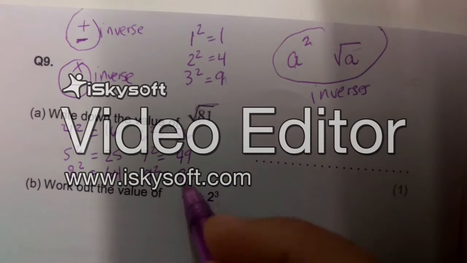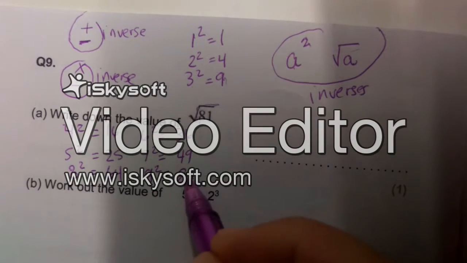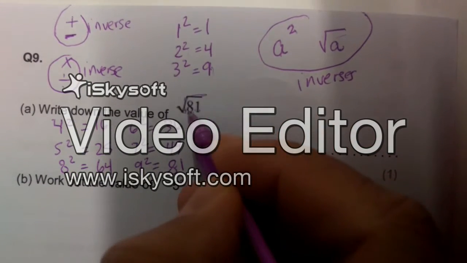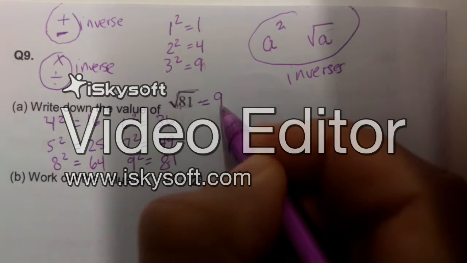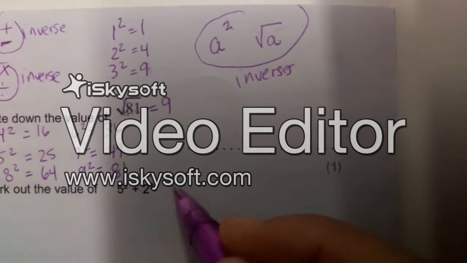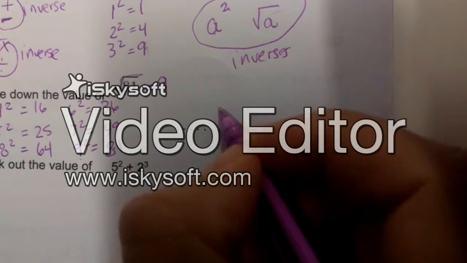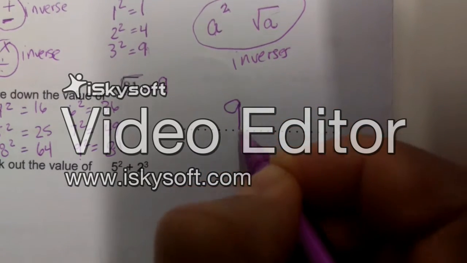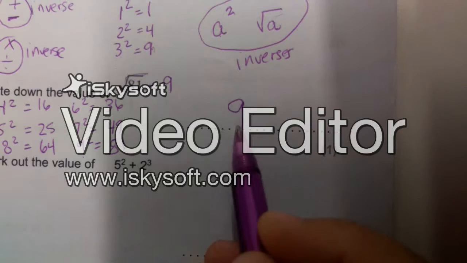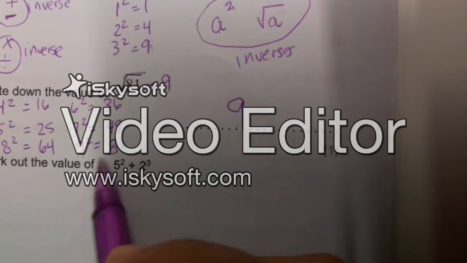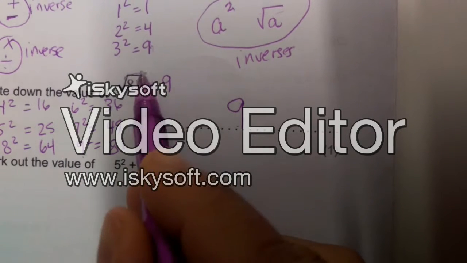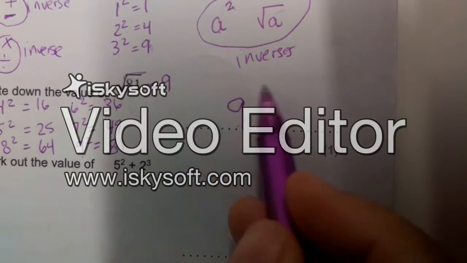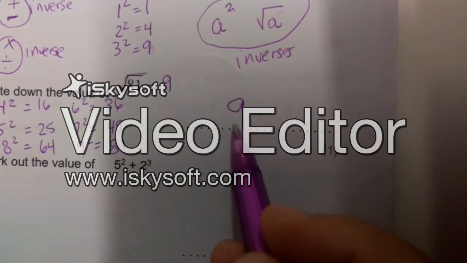So we can see if 9 squared is 81, then the square root of 81 must equal 9. Here's the big mistake people have made. Sometimes they write down 9 times 9. No, the answer is just 9. The square root of 81 is 9. 9 squared is 81. So those are inverses to each other, but our answer is just 9.